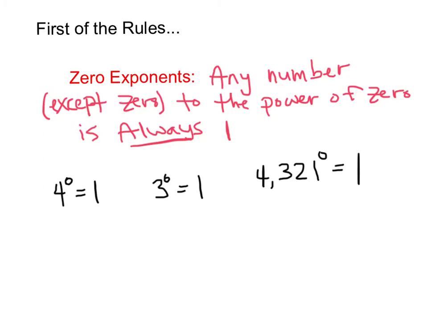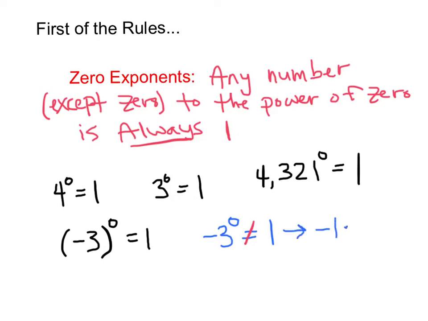Now, we could also say something about negative numbers. So if I take negative 3 in parentheses to the 0 power, this is also 1. Now the last one, and we talked about this before, if I use the example negative 3 to the 0 power, your immediate thought is that this is going to be 1. Well, in fact, this is not 1. Because remember I told you to think of these things as negative 1 times 3 to the 0 power.